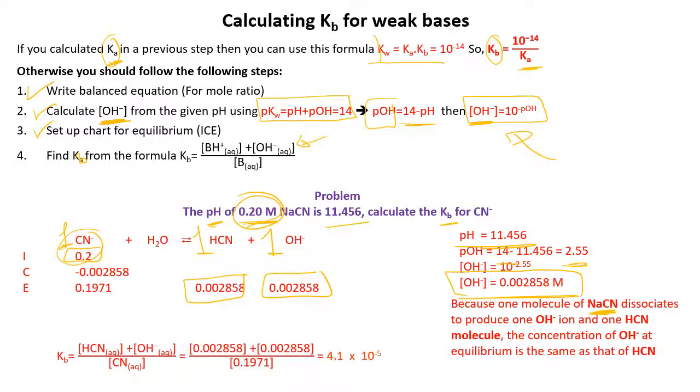Then we apply the expression directly. Kb is equal to the concentration of HCN, times the concentration of OH, over the concentration of the base during the equilibrium. Then we can calculate the Kb, which is equal to 4.1 multiplied by 10 to the power negative 5.